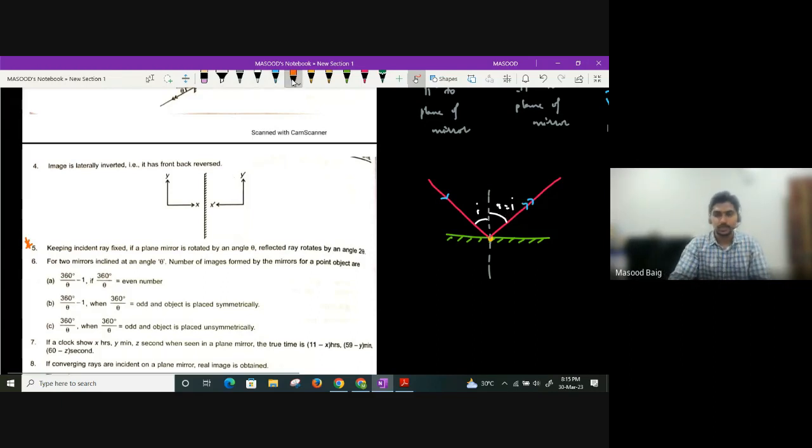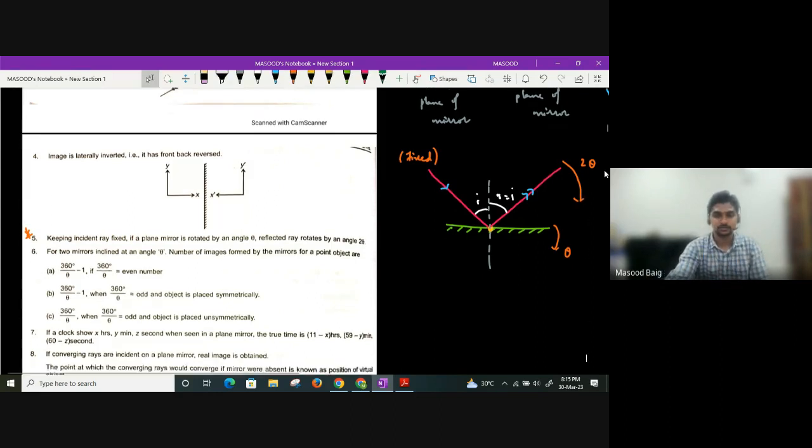Now you see, if we rotate the mirror by an angle theta in the clockwise sense, I am fixing this incident ray, guys. If the plane mirror is rotated by an angle theta, what will happen to the reflected ray? In the same sense, it will get rotated by an angle 2 theta. This point is very important, it has been asked in previous year exams. In 2015 it was asked when AIPMT was being conducted. 2019 also it was asked, guys.